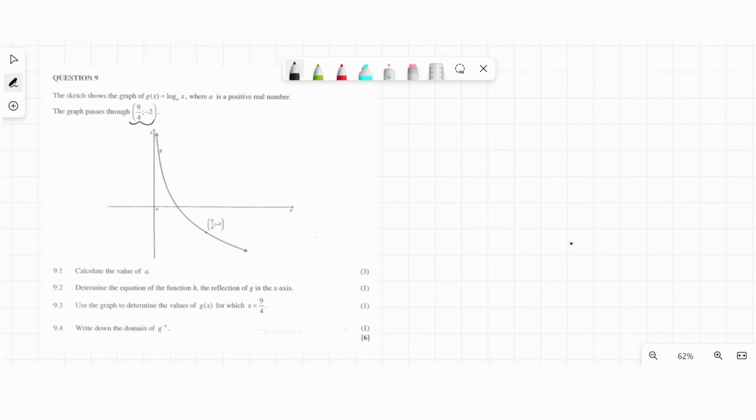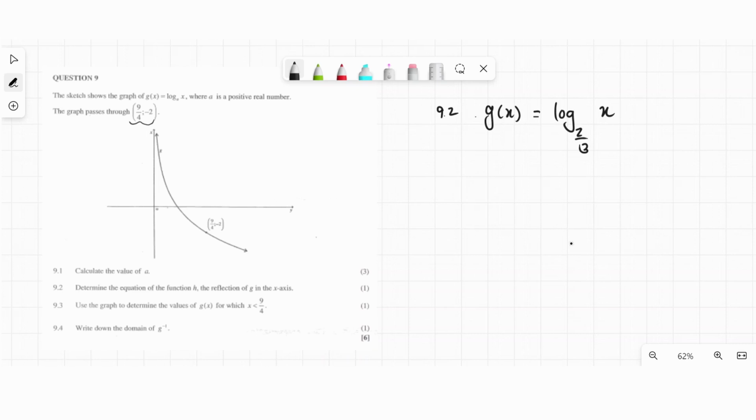So now moving to 9.2. It says determine the equation of a function h that reflects upon the x-axis. Remember the fact that it's going to affect y. So our function, we know the fact that g of x is equal to log a. Now we know that a is 2/3, so substitute that.